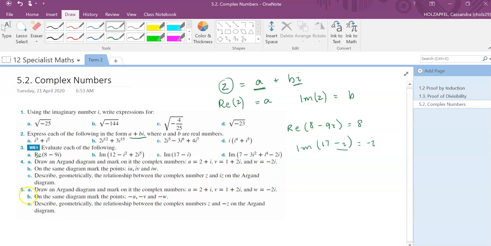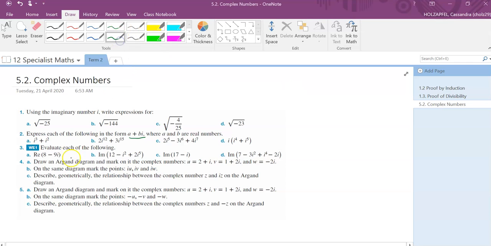Okay, so question 4, draw an Argand diagram. So an Argand diagram is just the same thing as a Cartesian plane, except on the y-axis we have the imaginary axis instead of having a second real axis. So again, I'm just going to clear this and I'll come back. Okay, so this question here, draw an Argand diagram. So let's just quickly, oh, actually I can do that using this tool here. That's nice.